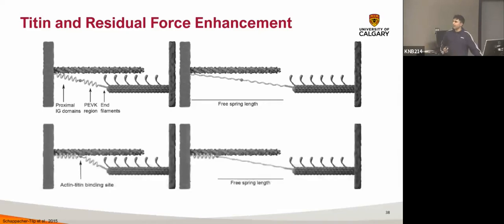In the context of actin-titin binding, what would happen is that you would have a binding site between titin and actin, and it would restrict the early portions of the spring from lengthening. And so the free spring that's left would have to overstretch to compensate to get you to the same lengths.